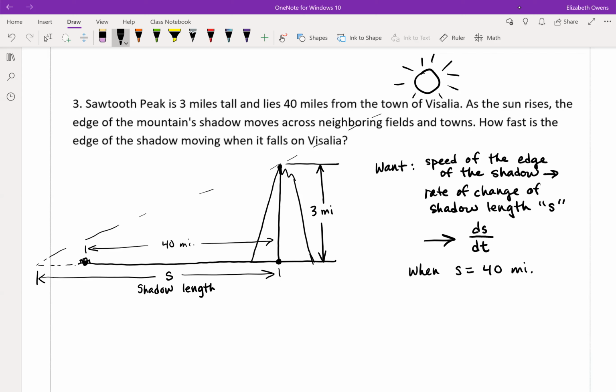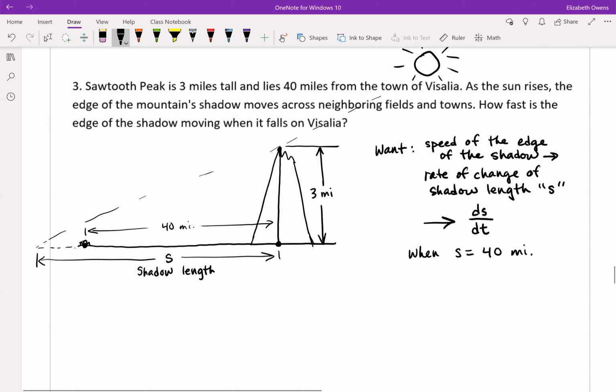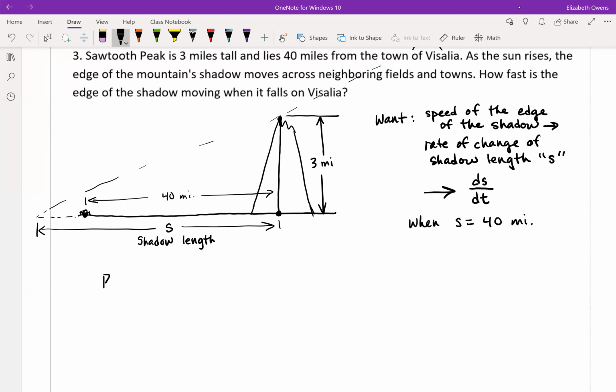Okay, lots to think about here. Okay, so let's see what relationships we can come up with. And this is one of those problems where, yeah, you might have to try a couple different things just due to the nature of the problem.